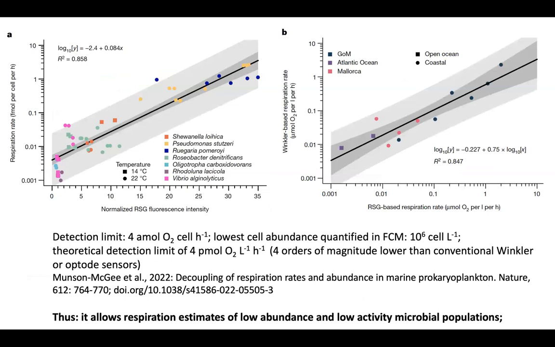We calibrated the fluorescent intensity first with some different bacterial strains, as indicated on the left-hand panel, using all kinds of different strains and also different temperatures, like 14 and 22 degrees centigrade, and measuring the fluorescence on the x-axis. On the y-axis we also measured the respiration rates using Winkler titration and optodes.